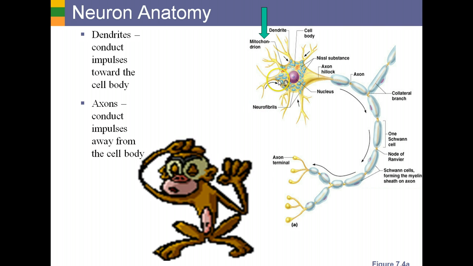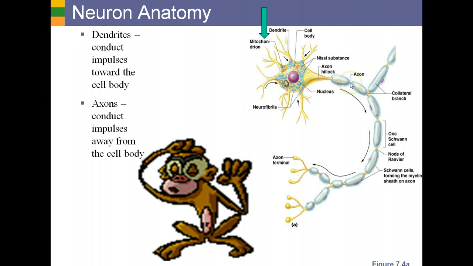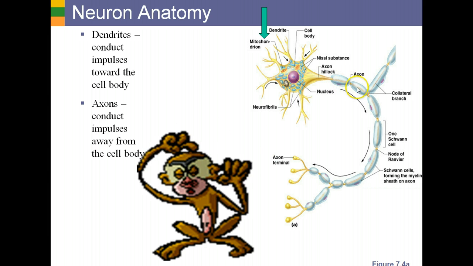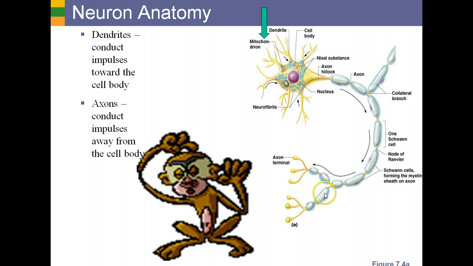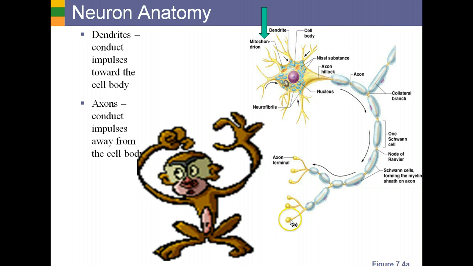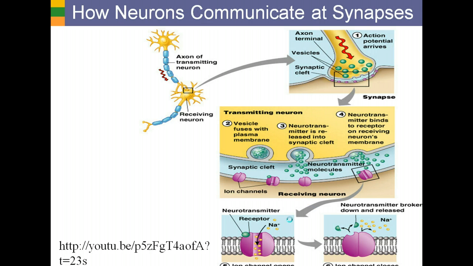The ions switch places all down the membrane, causing an action potential, a disturbance in the ions. Ions are pumped back and forth across the membrane, causing an electrical signal to travel down the axon. When the signal gets to the axon terminal, something magic happens. Let's look at the next slide.